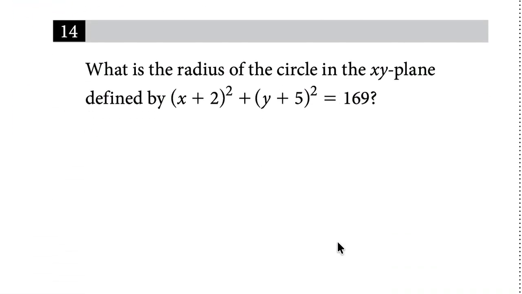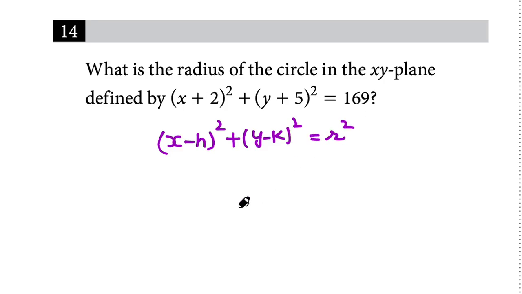Let's come to question number 14. What is the radius of the circle in the xy plane defined by (x plus 2) whole squared plus (y plus 5) whole squared is equal to 169? Okay, so the standard equation of the circle is (x minus h) whole squared plus (y minus k) whole squared is equal to r squared. That is simply the distance formula, right?